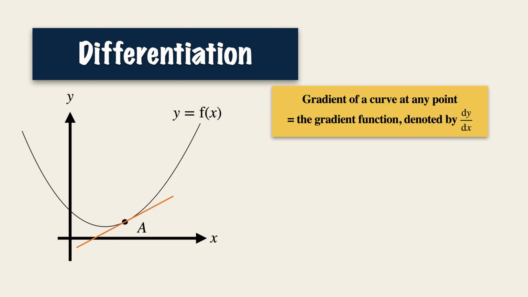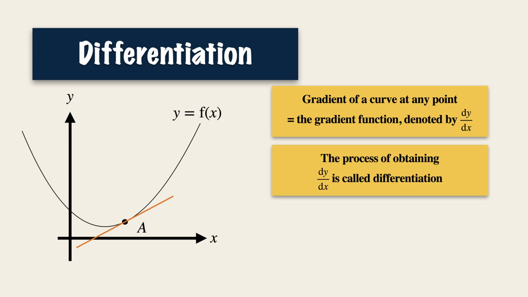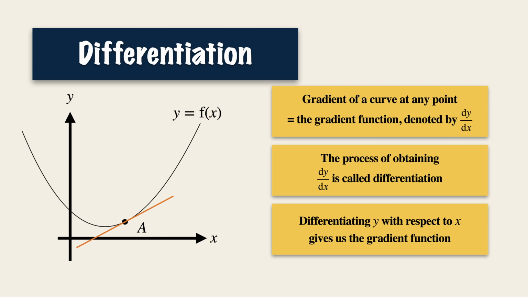The gradient of a curve at any point is given by the gradient function called dy over dx, something that we need to find. The process of finding dy over dx is called differentiation. So by getting dy over dx, or in other words, by differentiating y with respect to x, we get a generic gradient function of a curve.